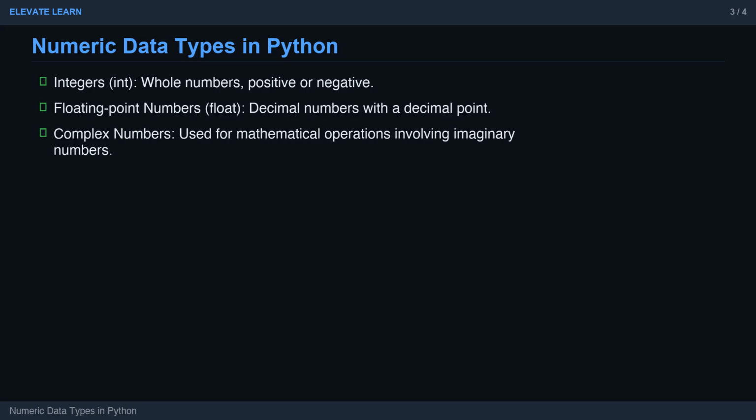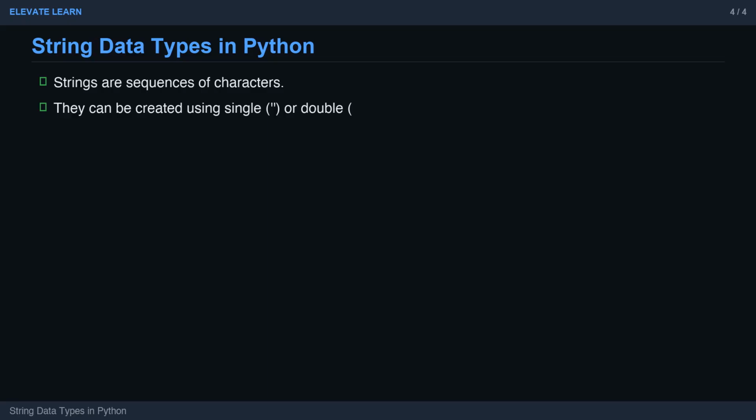Lastly, we have complex numbers used when you need to do math with imaginary parts. A real-life example could be calculating electrical engineering problems involving AC circuits. Remember, these data types are crucial in Python programming, helping us handle and manipulate various kinds of numerical data effectively. Let's explore string data types in Python in detail.